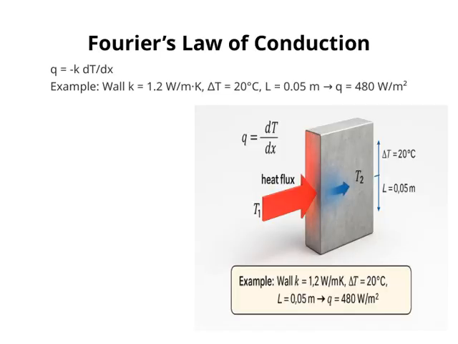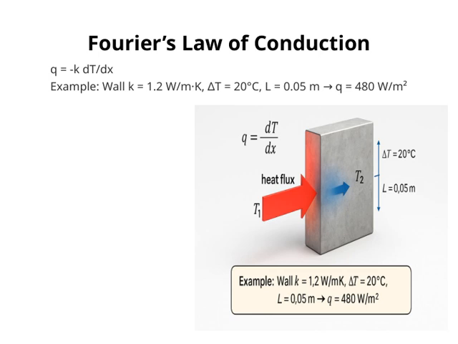Let's take a closer look at Fourier's law of conduction. Essentially, this law explains how heat flows through a material. The formula is q equals negative k times the temperature gradient dT/dx. Now, q here represents the heat flux, or how much heat is passing through a unit area per second. The negative sign indicates that heat flows from high to low temperature, opposite the temperature gradient. The thermal conductivity, k, is a material property showing how well the material conducts heat.